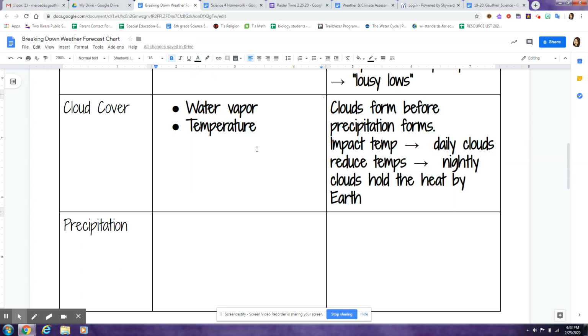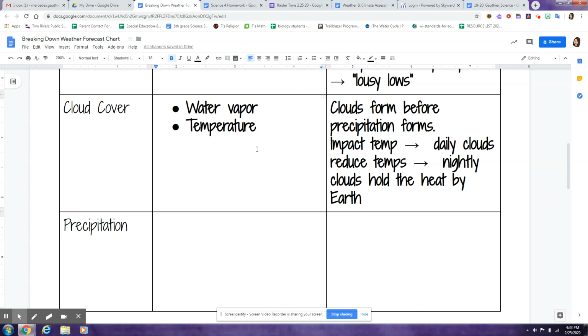Cloud cover. Cloud cover is dependent on the water vapor. You need water molecules and water vapor in the air in order to make the clouds. If it's not there, there will be no clouds being formed. And then again, the temperature too, that has to do with what types of clouds are formed and how big they are and how much moisture they can hold and all of those things.